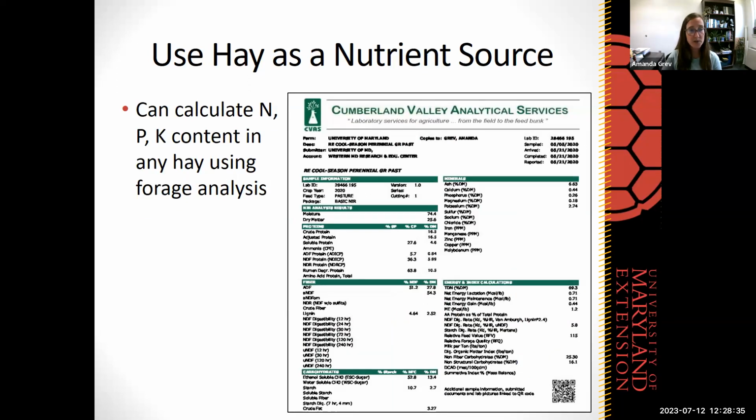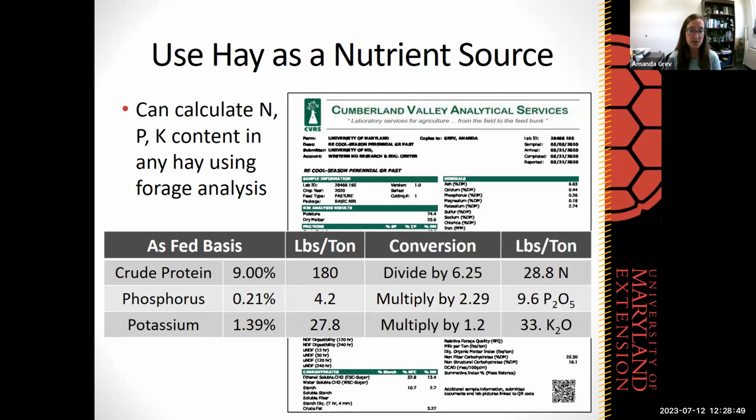So you can use book values like what I just used in the previous example. You can also calculate the total N, P, and K content of your hay specifically. If you take a forage analysis, you would use the numbers for crude protein, phosphorus, and potassium. You would get the percentages off the forage analysis, calculate that out into pounds per ton, and then use these conversion factors to get pounds of each of those nutrients per ton. So just a fun tidbit, if you want to get really exact with it or individualize it a little bit for your situation specifically, you are able to do that.